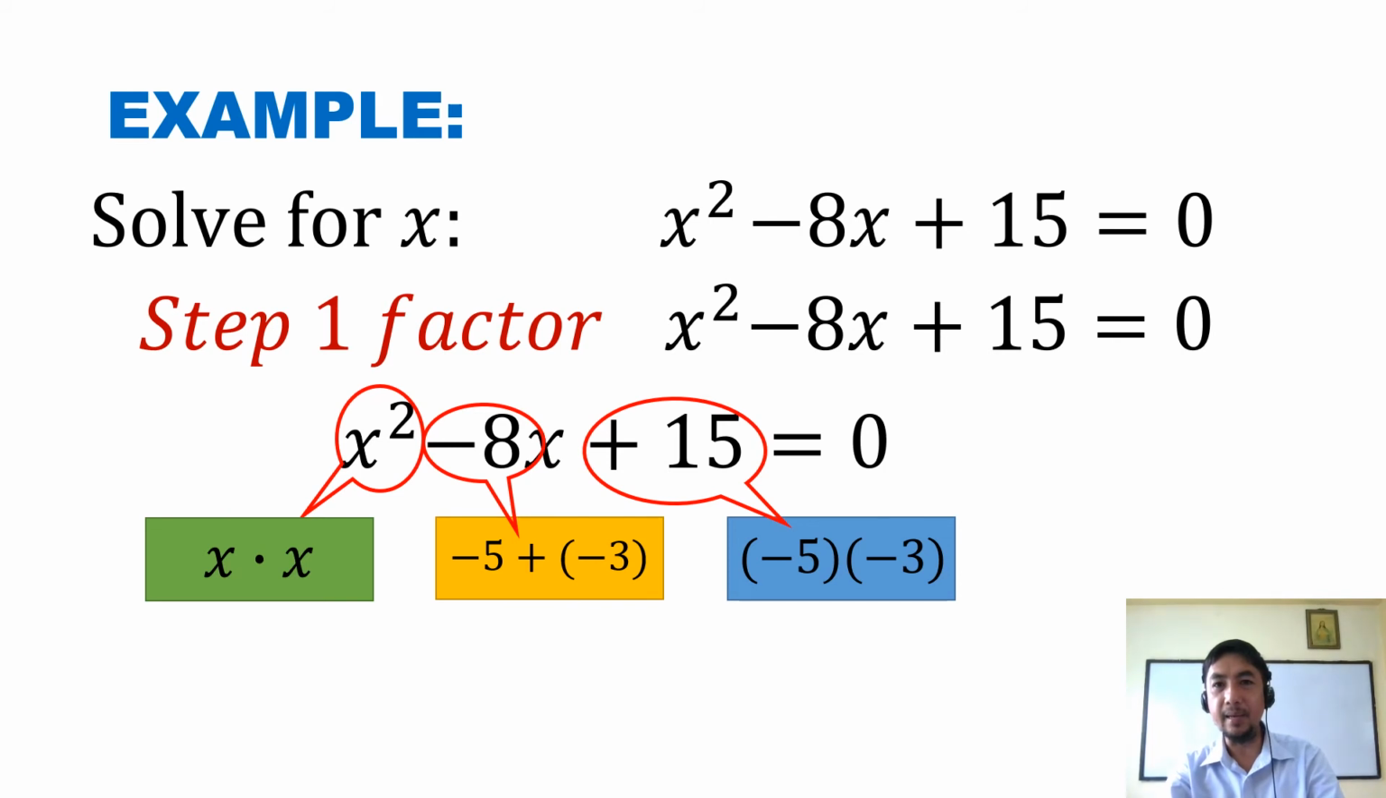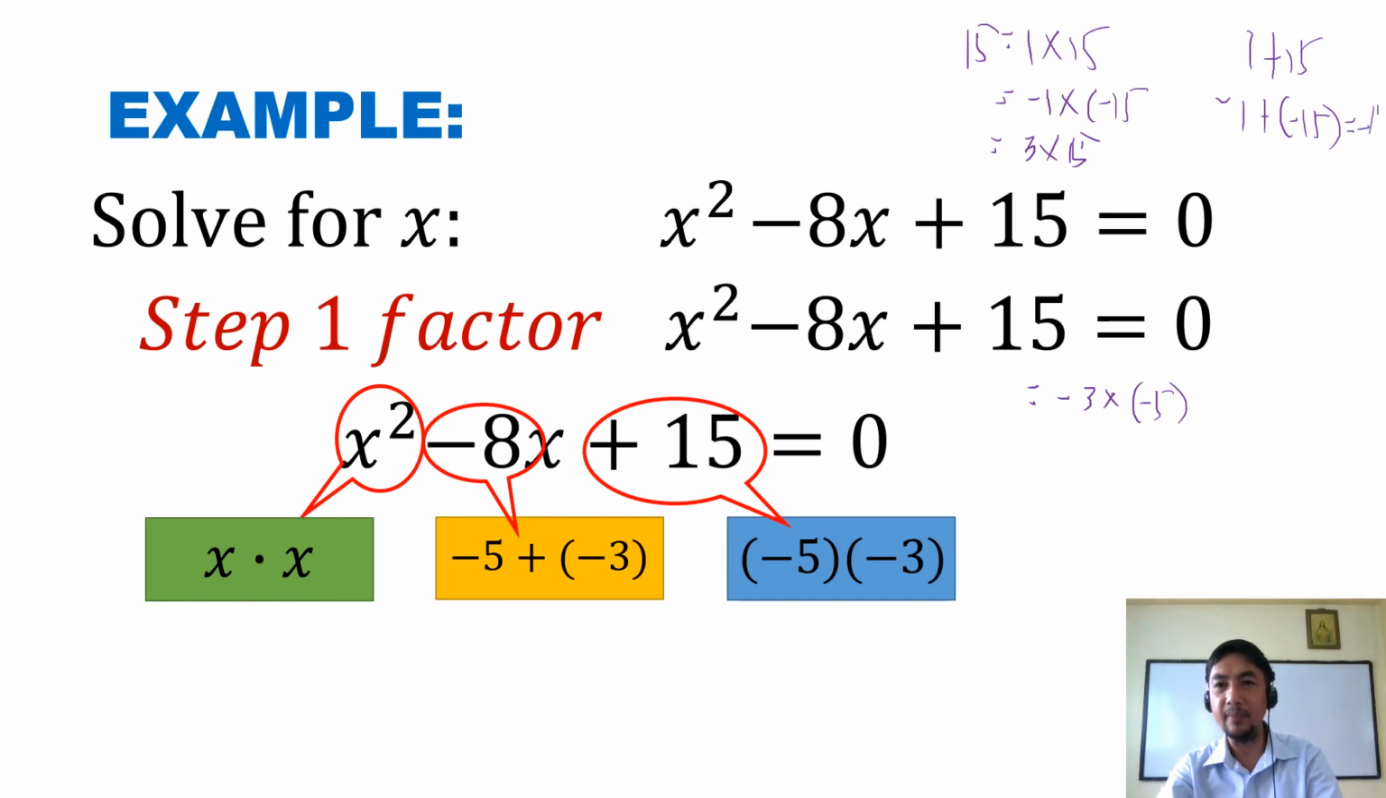Okay? Although alam natin na ang 15 po, positive 15 is 1 times 15, negative 1 times negative 15. We have also 3 times 5 rather, and we have negative 3 times negative 5. Lahat yan mga factors ng positive 15. Okay? However, here, 1 plus 15 is 16. Ito naman, negative 1 plus negative 15 is negative 16. Okay? So, hindi yan middle terms nung given nating quadratic equation.